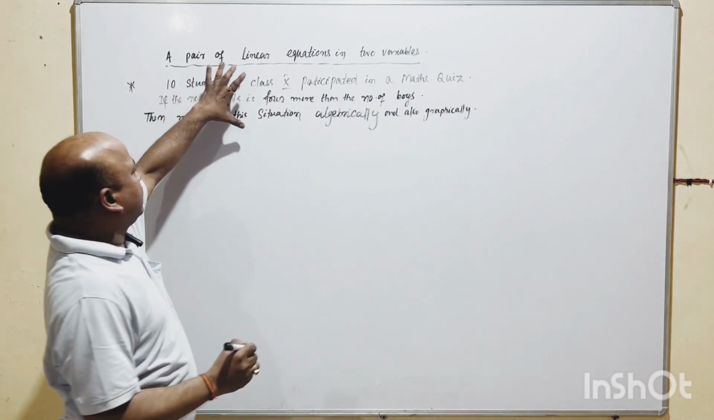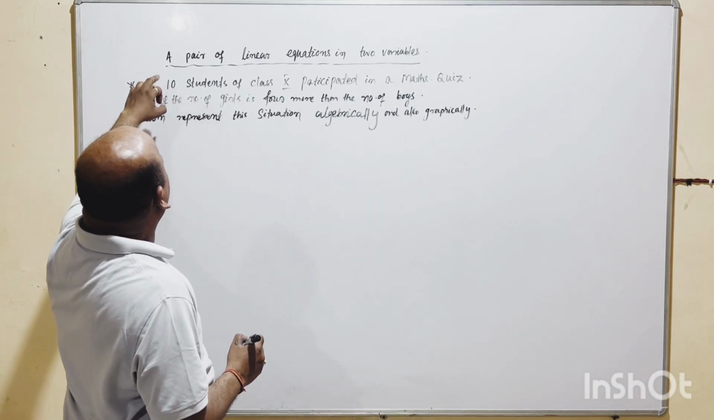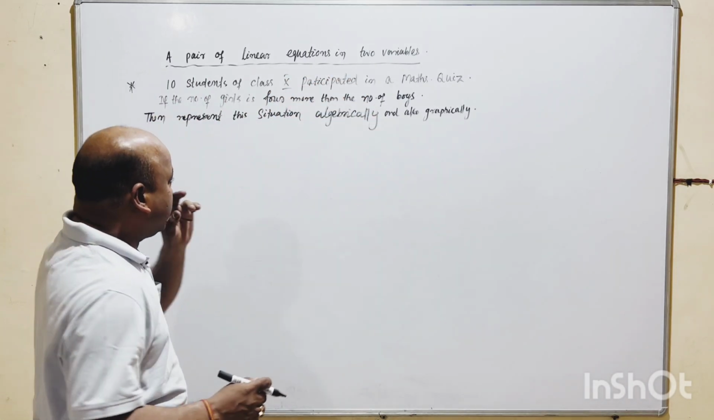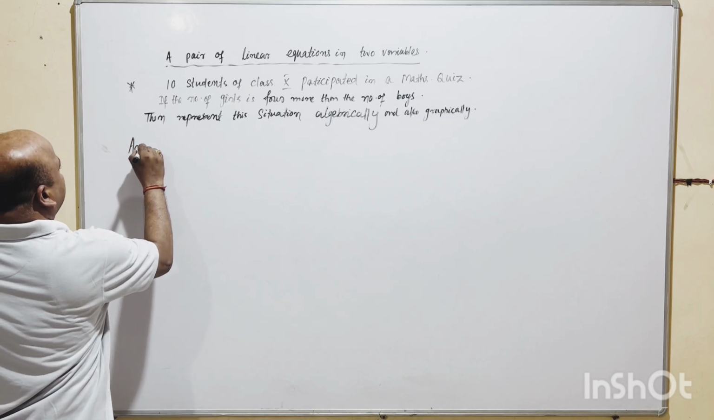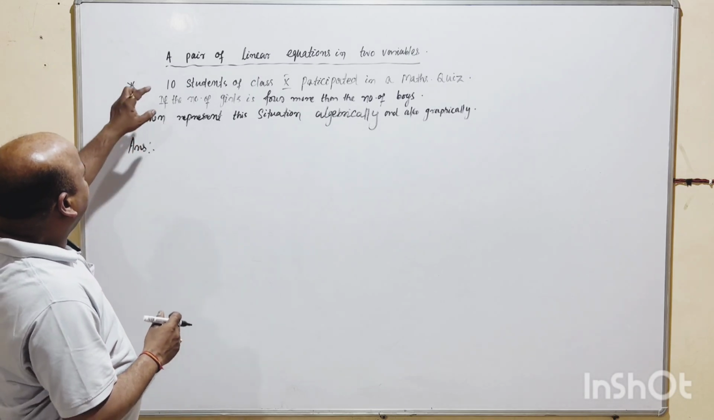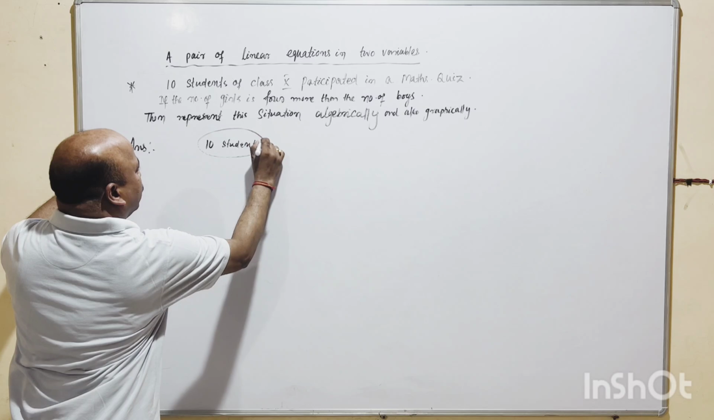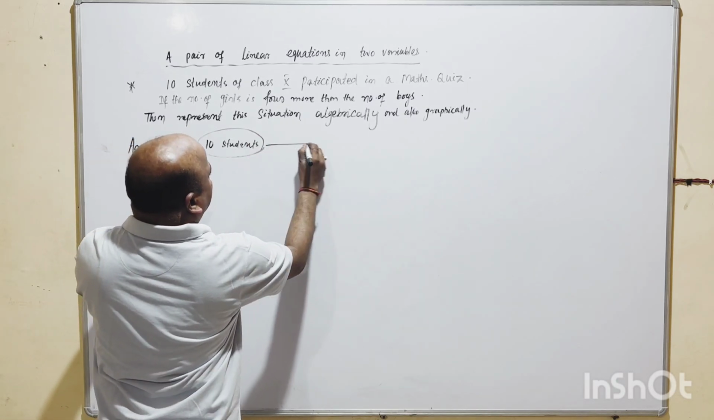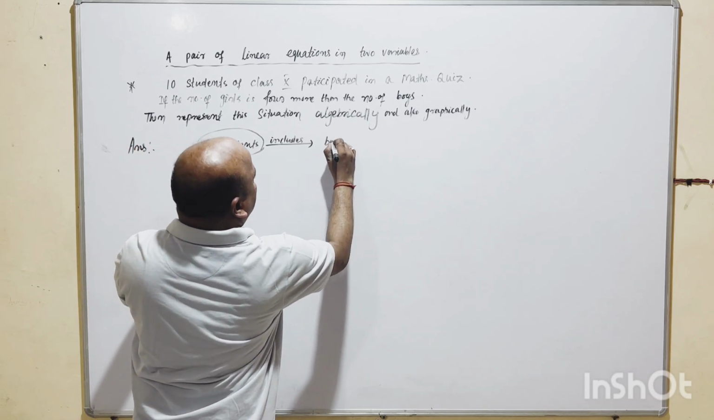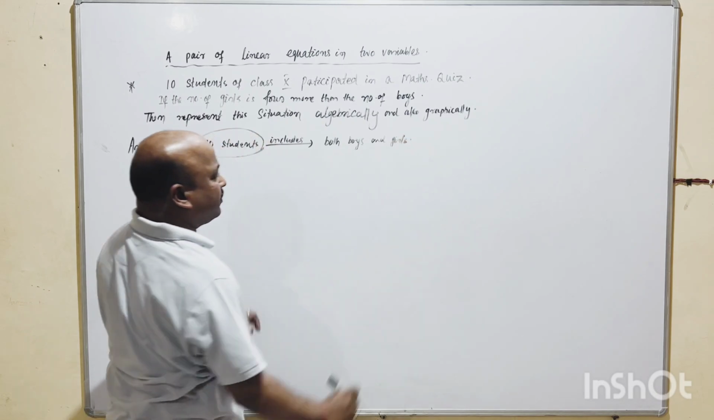With the help of these situations, I will try my best to explain the topic, a pair of linear equations in two variables. So we start here. 10 students of class 10 participated in a mathematics quiz. The 10 students include both boys and girls.